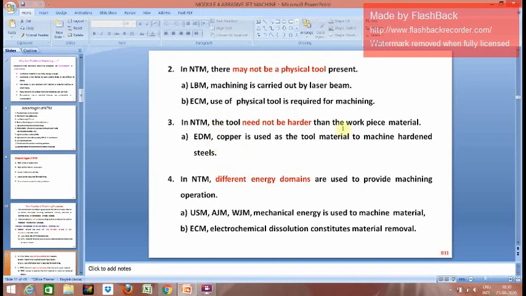In NTM, the tool need not be harder than the workpiece material. In EDM, electro discharge machining, copper is used as the tool material to machine hardened steels. In NTM, different energy domains are used to provide the machining operation. In USM, AJM and WJM, mechanical energy is used to machine the material. In ECM, electrochemical dissolution constitutes the material removal.